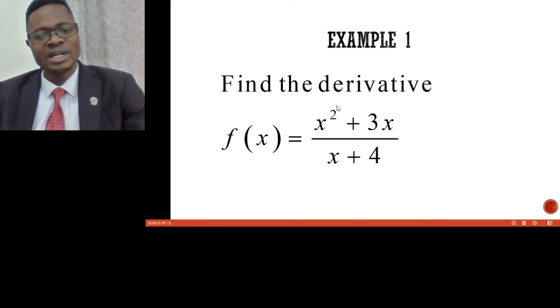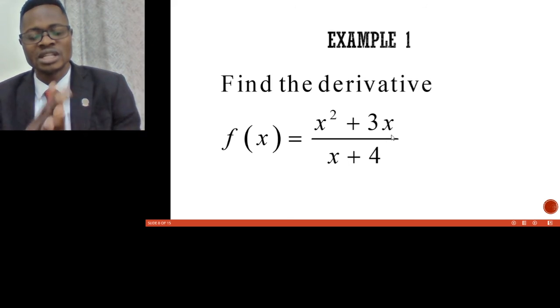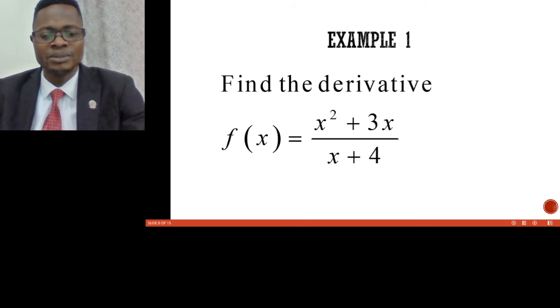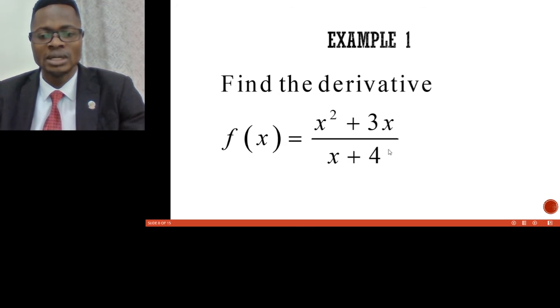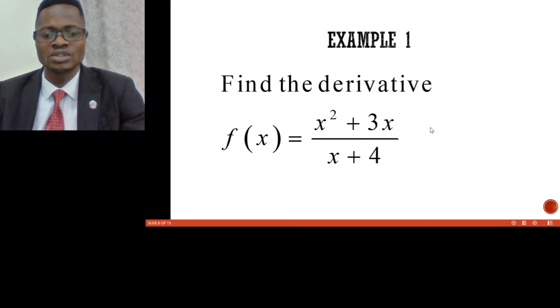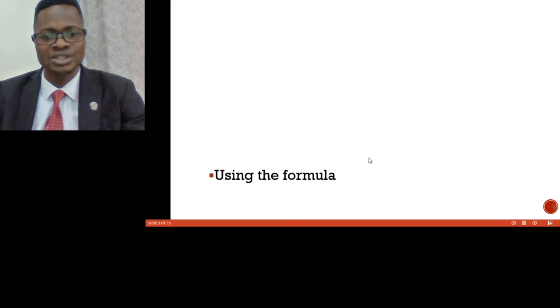Assuming that we are to find the derivative of this function, x squared plus 3x over x plus 4. What are you going to do? It is simple. You plug the given information into the formula. Remember we said low d high minus high d low, divided by low squared. That is just our formula for finding the derivative. It is very simple. You just need to follow the concept and the patterns and you are good to go. So let us see what happens.